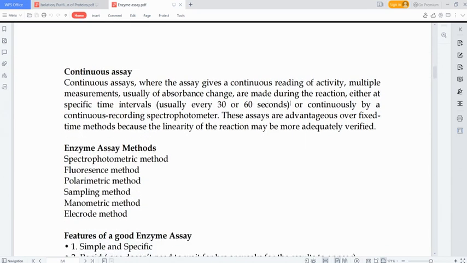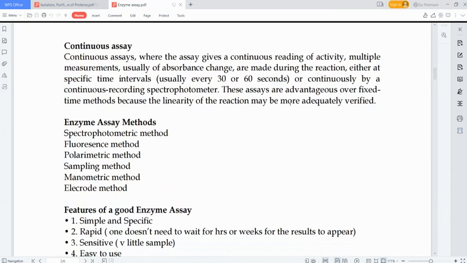Now, in this continuous method, you take the reading continuously. You don't need to stop the reaction. You allow the reaction to go, but you take your reading with time. That's why it's called continuous. And this might have given you an idea of discontinuous: you have to stop the reaction and take your reading. But that is not in continuous. You continue the experiment and take your reading with time.